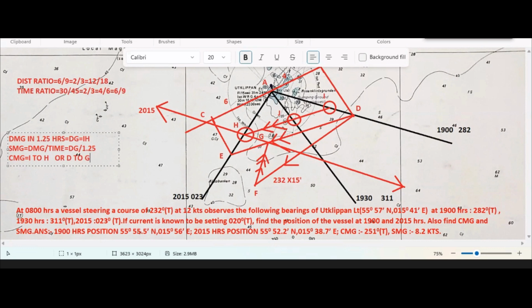Now solve and see how close the answers are coming. Sir, when we drew the current from point F to point G, if it had come at point E itself, that means B and E would be our positions. Yes, correct. If by chance point G is coinciding with E, that means that is your position of 2015 and D will be the position at 1900 hours.